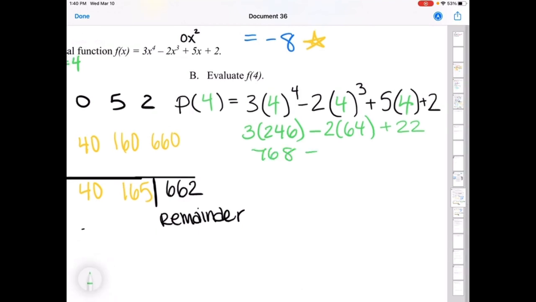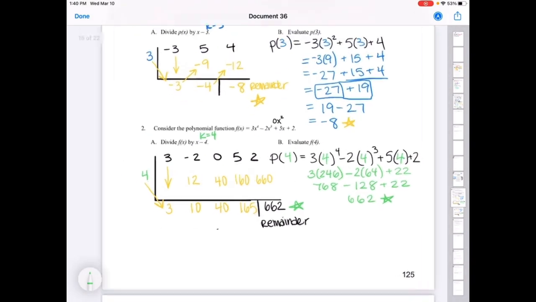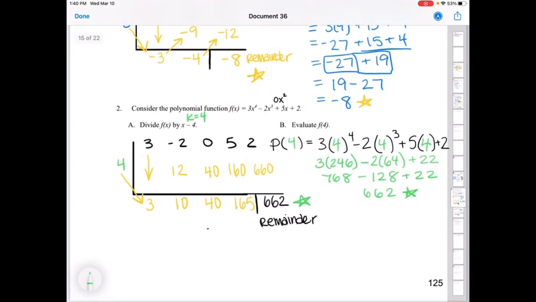64 times negative 2 is negative 128. And then we have our plus 22. So if you just take your calculator, take 768, subtract 128, and then you add 22, you get 662, which again is the same as you got for a remainder when you divided.